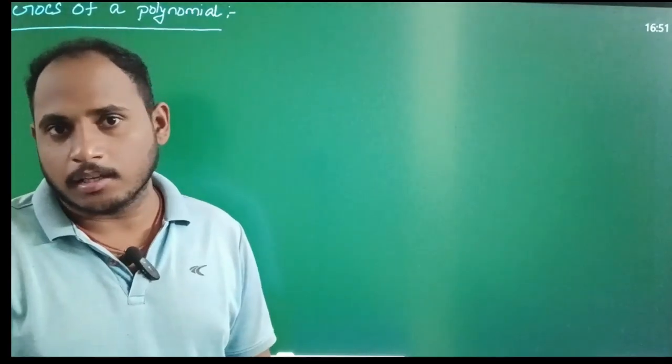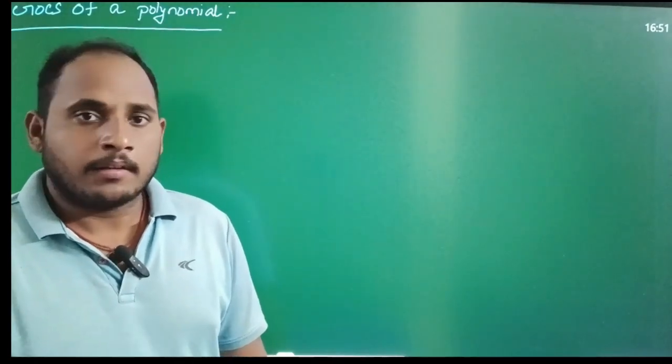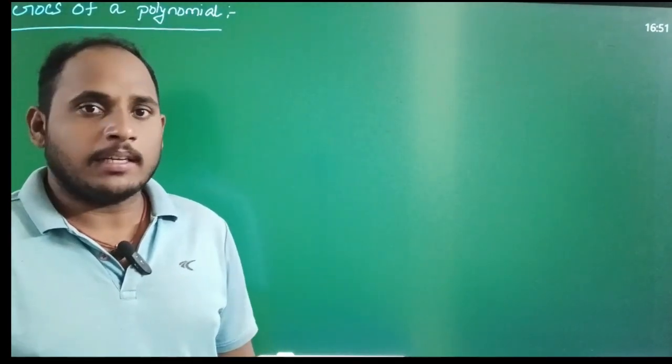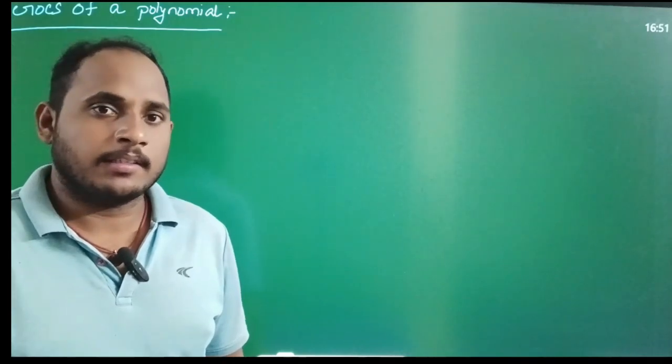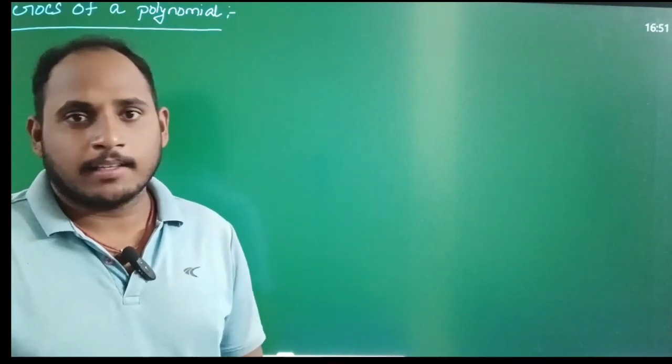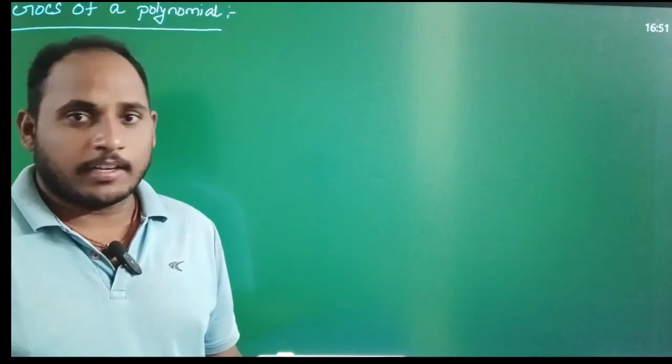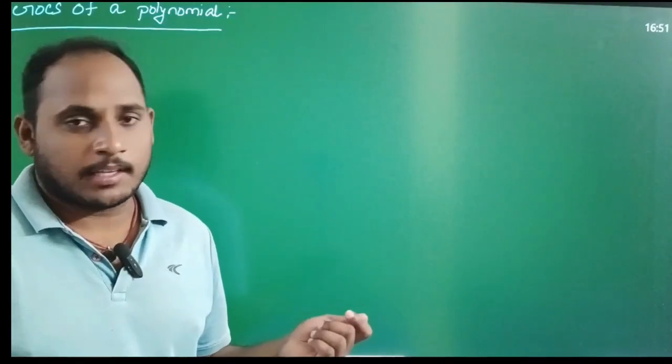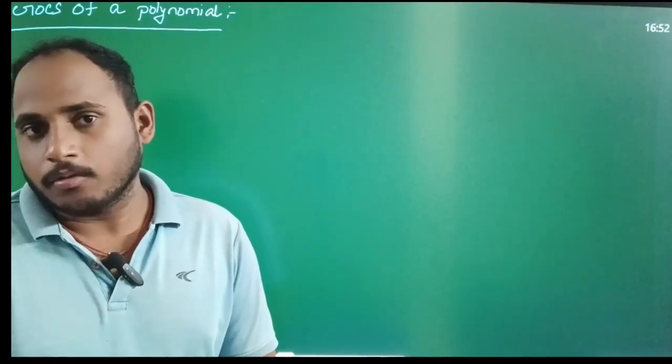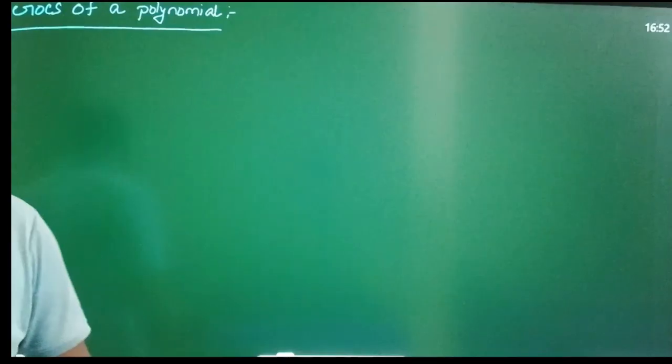Zeros of a polynomial. Now, what is the zero of a polynomial? In a polynomial, if we place any number in place of x, and the result is 0, then that number is the zero of the polynomial. Now, suppose we take one example.